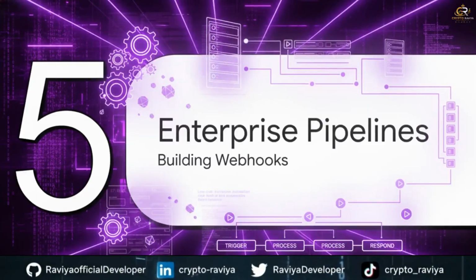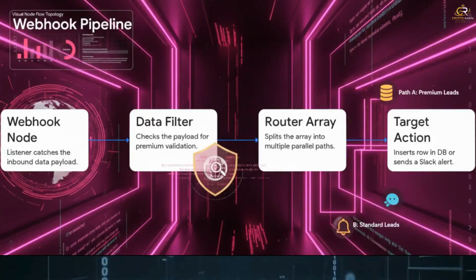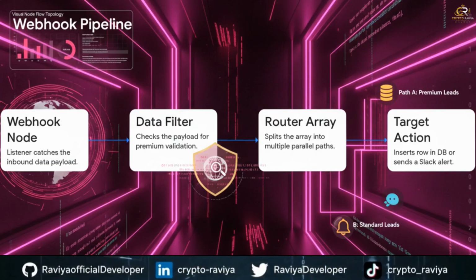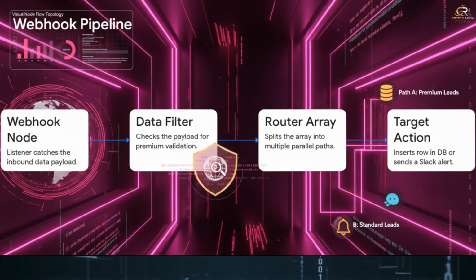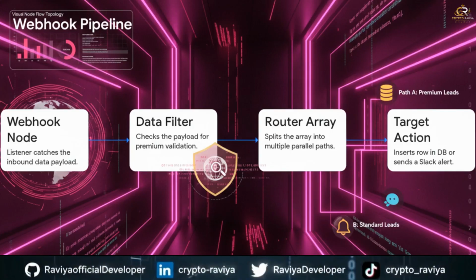Okay, section 5, building an enterprise webhook pipeline. Let's take all of this abstract theory we've been talking about and actually assemble a tangible, step-by-step practical implementation blueprint. Try to mentally map this visual node flow topology with me, okay?